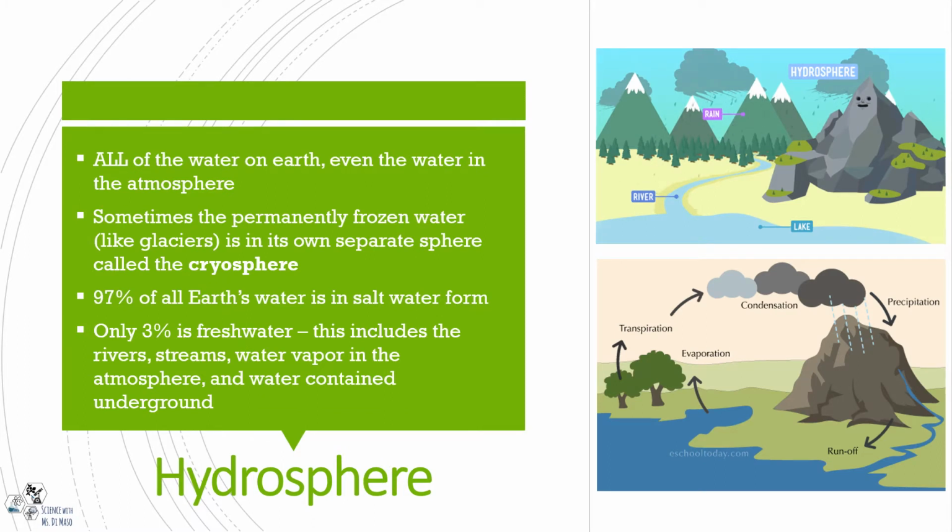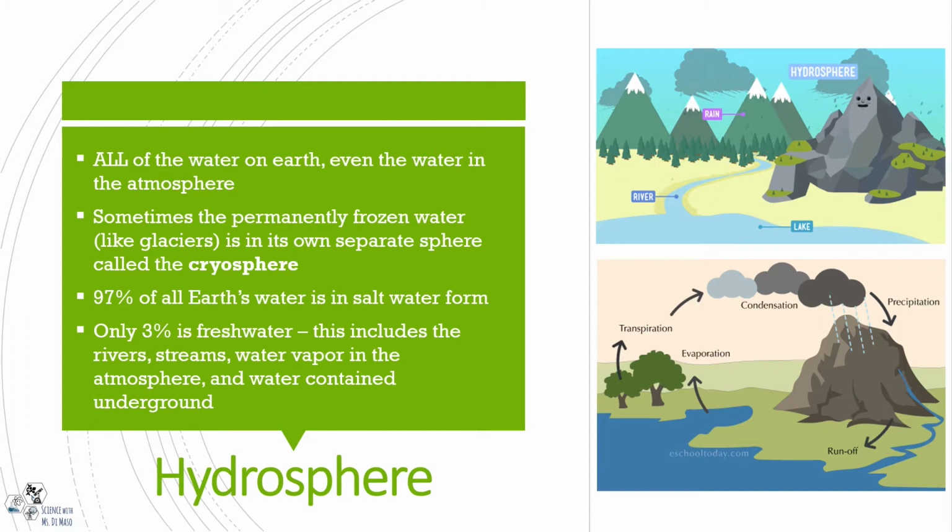There's also the hydrosphere. So this is all of the water on Earth, even the water that's contained in the atmosphere as well. Things like rain, precipitation. So sometimes they will take the water on Earth that's permanently frozen, like the glaciers, and they'll separate it and call it its own sphere called the cryosphere.